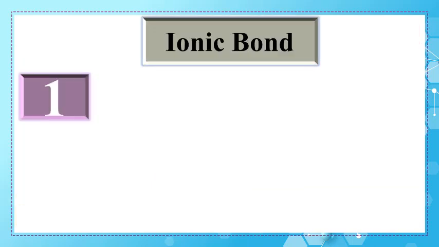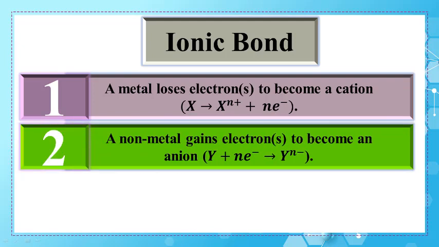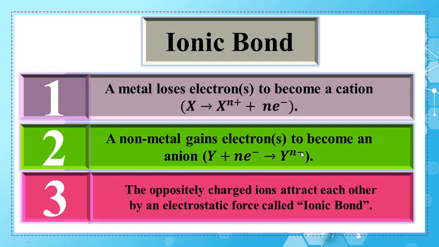As a summary, in an ionic bond, a metal will lose electron or electrons to become a cation, where the equation of formation of this cation is X giving X^n+ plus n electrons. And the nonmetal will gain electron or electrons to become an anion, with the equation of formation of this anion being Y plus n electrons will give Y^n-. And the oppositely charged ions will attract each other by an electrostatic force called ionic bond.